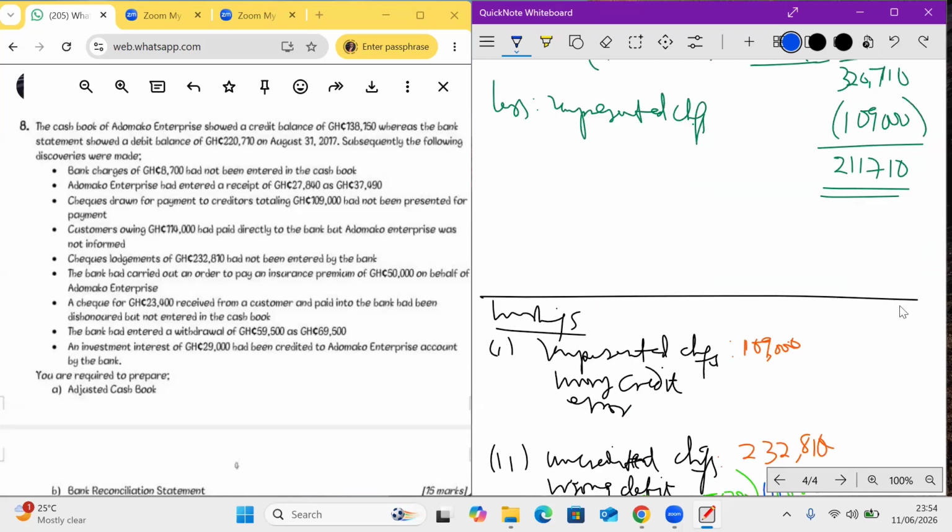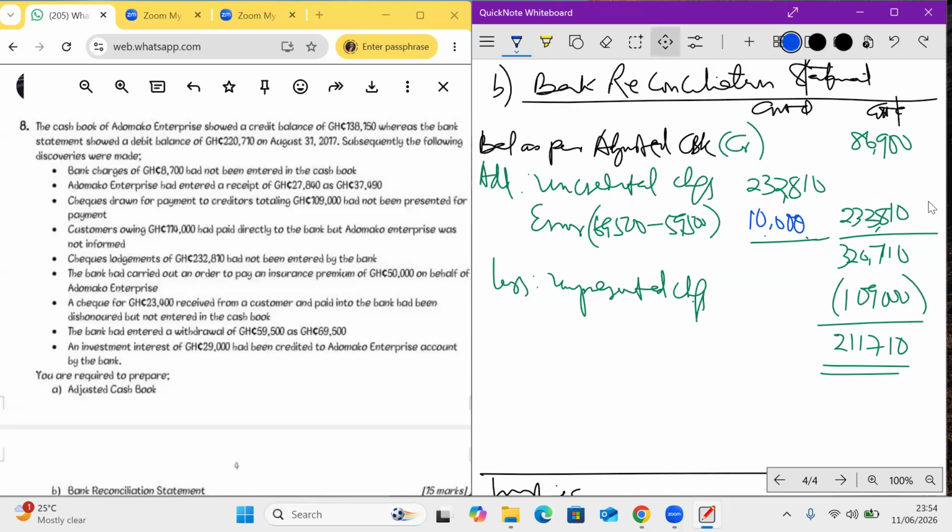It's 10,000. So when we add it, what do we have? 242,810. 242,810 plus the top one, 86,900. That'll give us what? 329,710. Madam, confirm it again. That's what accounting is. If you just write one and you go and write it, you make mistakes. Yeah, 329,710. Minus 109,000.